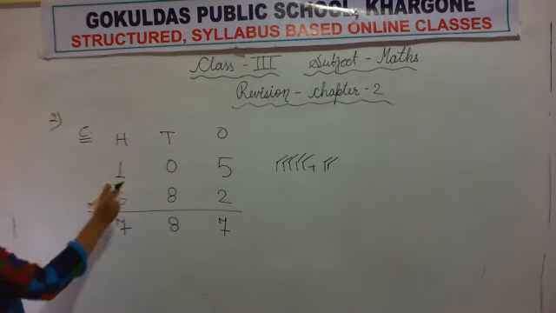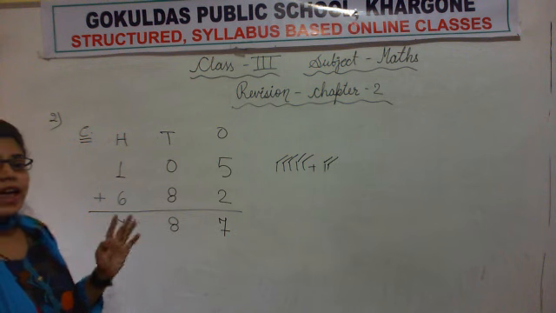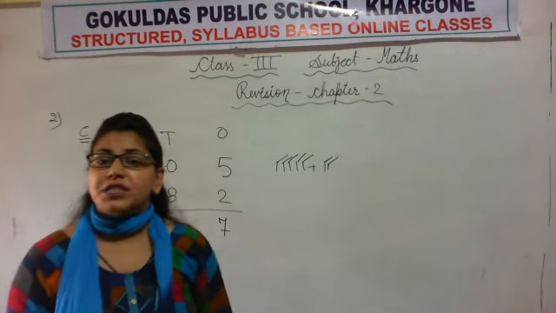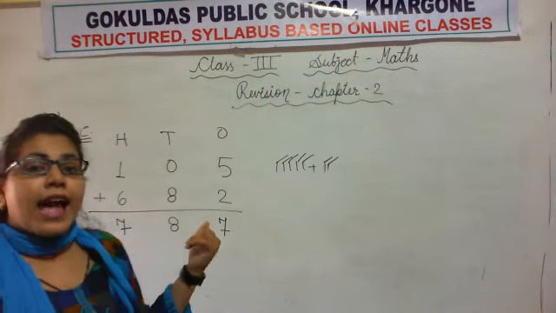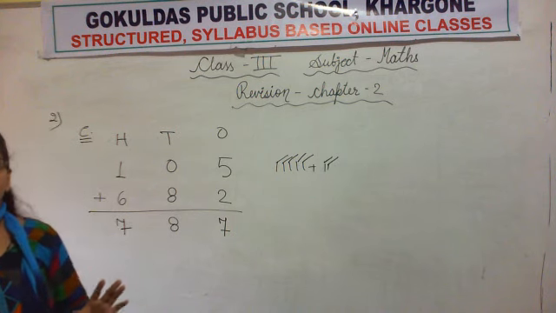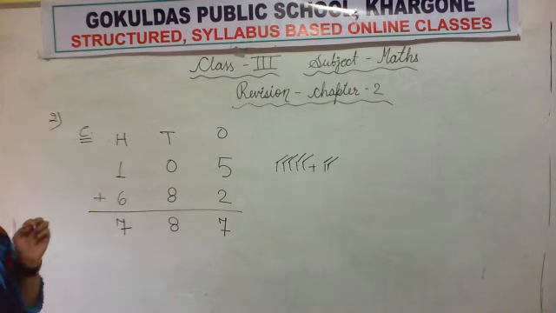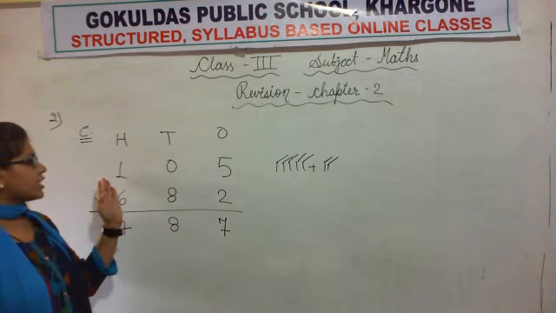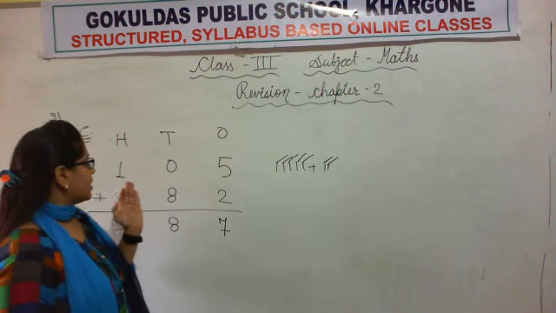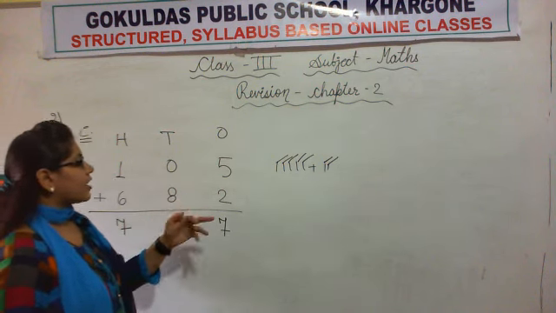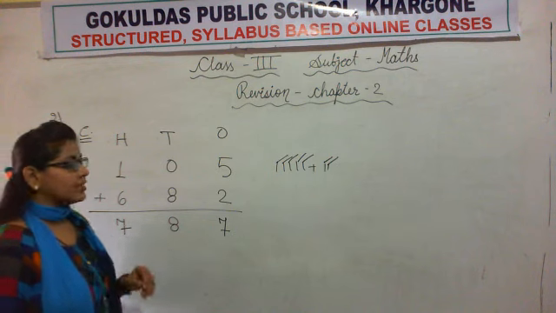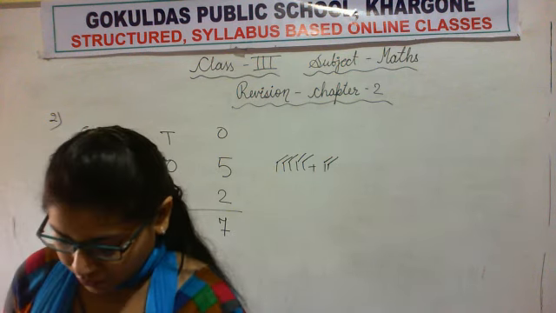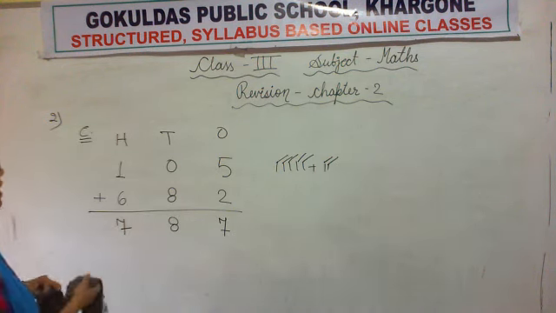Okay. See, this is also the right way. Why are we learning properties? We are learning properties so that we can calculate faster, so that we can solve the sum faster. That is why we are learning properties. Okay. So first addend is 105, second addend is 682, and the sum is 787. Okay. Now part D.